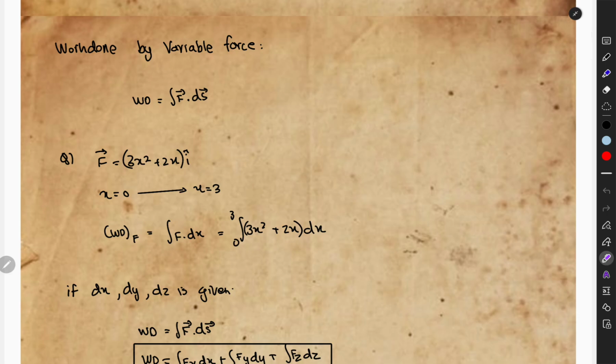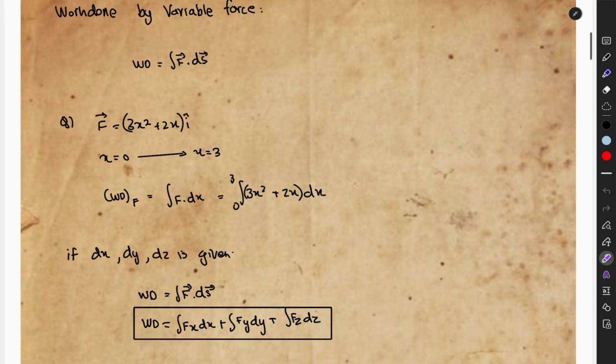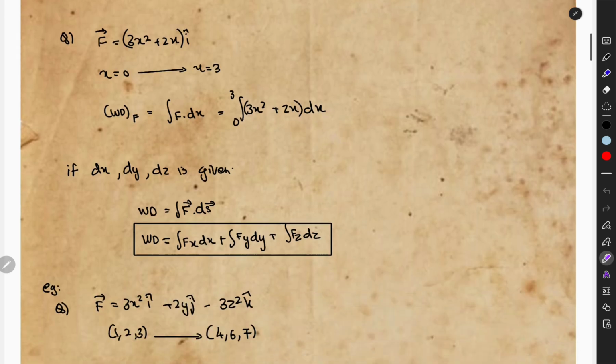So basically it's the simple old technique which you must know if you have studied it. Now, work done by variable forces. You need to use the formula: work done is equal to integration of F dot ds. For example, if the force is like this, and you want to find the work done when it travels from x equal to 0 to x equal to 3, the work done by the force is equal to integration of F dot dx. You just need to integrate it and you will get the answer.